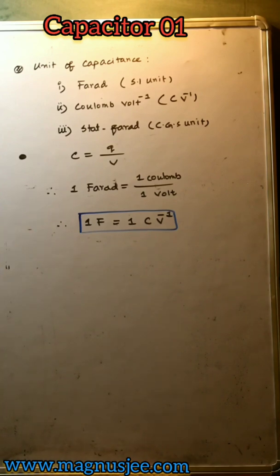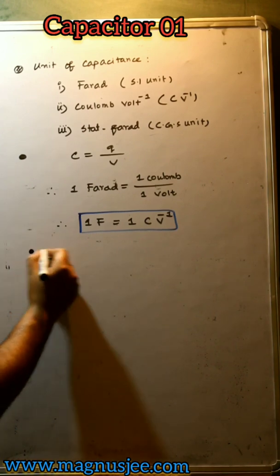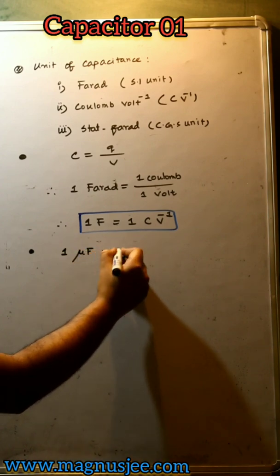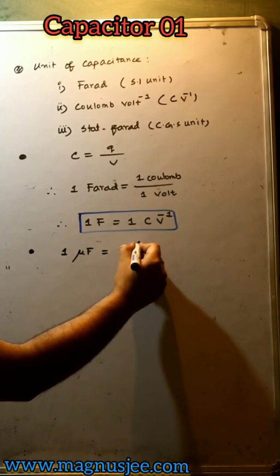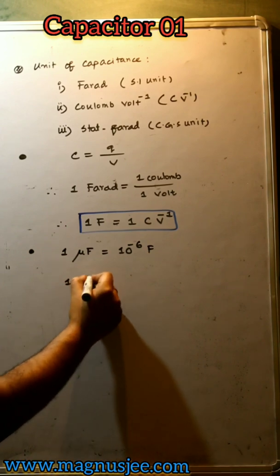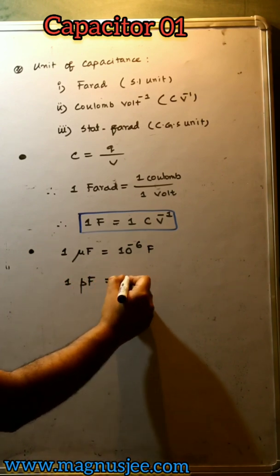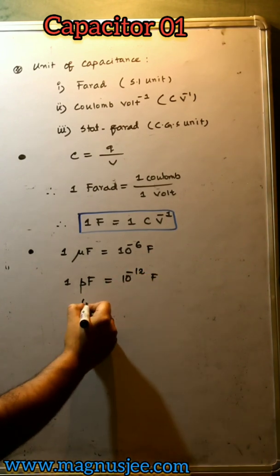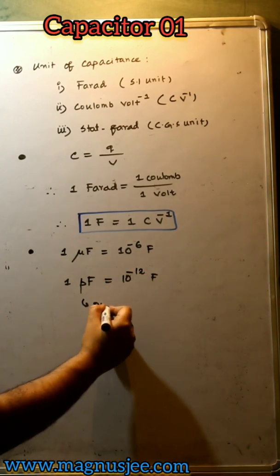And we have other smaller units of capacitance. 1 microfarad is 10 to the power minus 6 farad. And 1 picofarad, pF, is 10 to the power minus 12 farad.